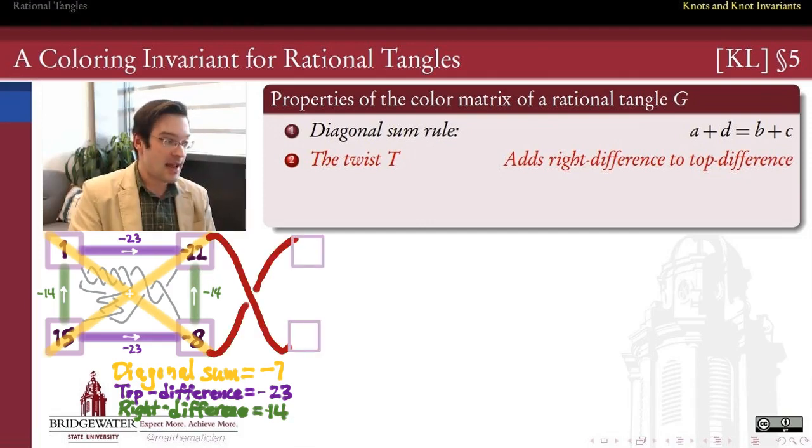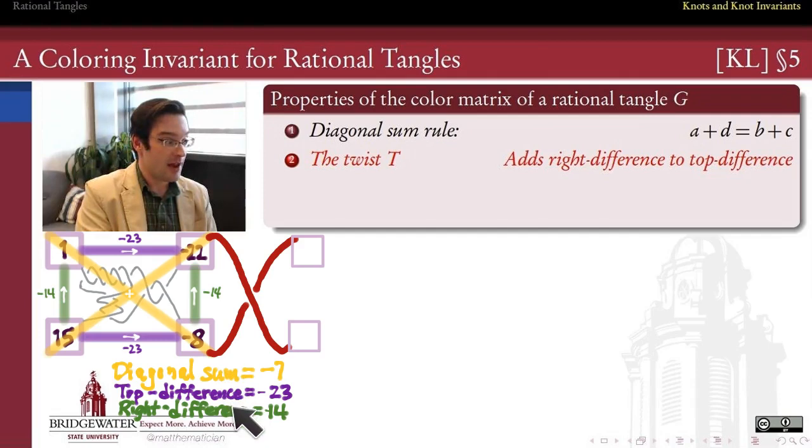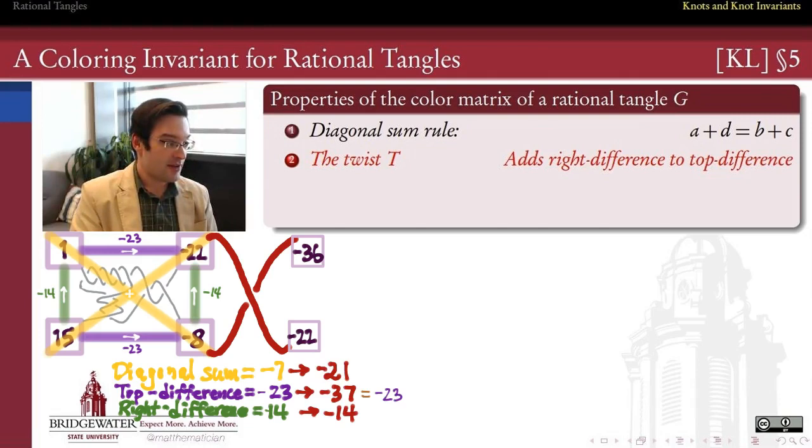Now what's going to happen if I tack on one more twist? If I apply T, which is going to rotate the top right over the bottom right and give me a new twist over here on the right side. What's the new diagonal sum? What's the new top difference? And what's the new right difference? Well, over here on the bottom right I have -22, the same color as the old northeast corner. And my new northeast corner I have to apply my coloration scheme. It's twice the over minus the under, twice -22 minus -8. That's -36. So my new diagonal sum is -21.